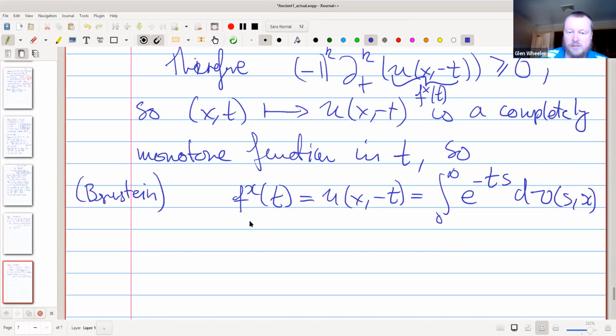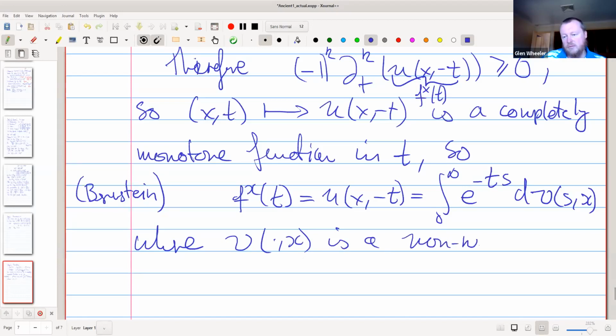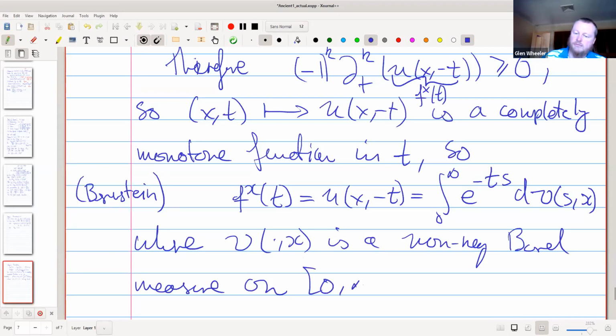I knew I'd managed to confuse myself at some point, where nu here, now this is also for each fixed x, is a non-negative Borel measure on 0 to infinity. Okay. And that's Bernstein's theorem. Are there any questions? I guess not.